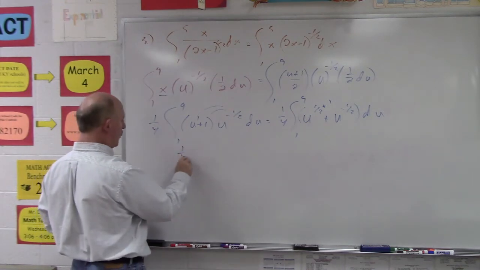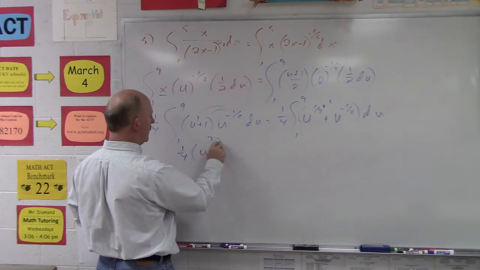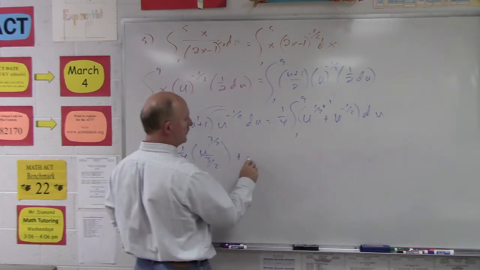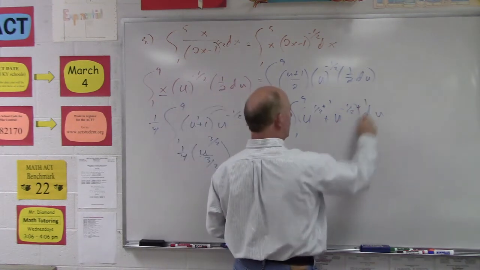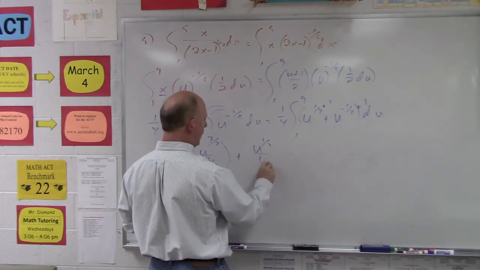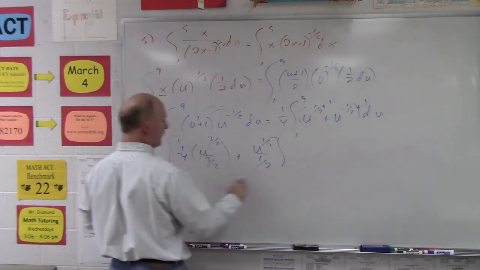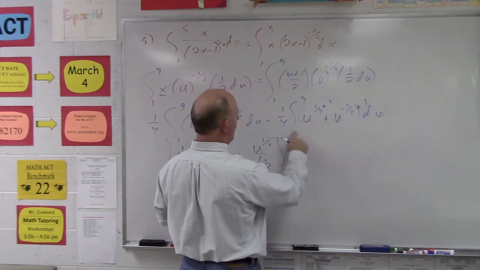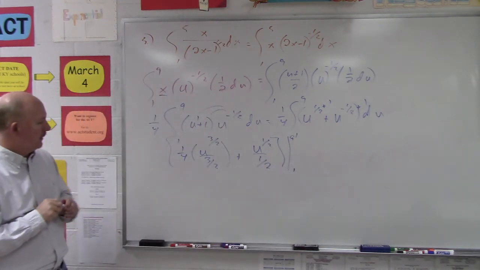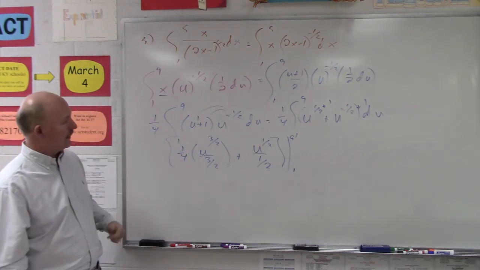So this becomes 1/4 times u to the 3/2 power divided by 3/2, plus, once again, add 1 to your exponent and divide by the exponent plus 1, which gives us u to the 1/2 power divided by 1/2, from 1 to 9. All right. Now let's see if we can simplify this a little bit. Then we'll be ready to substitute our upper bound and our lower bound in.